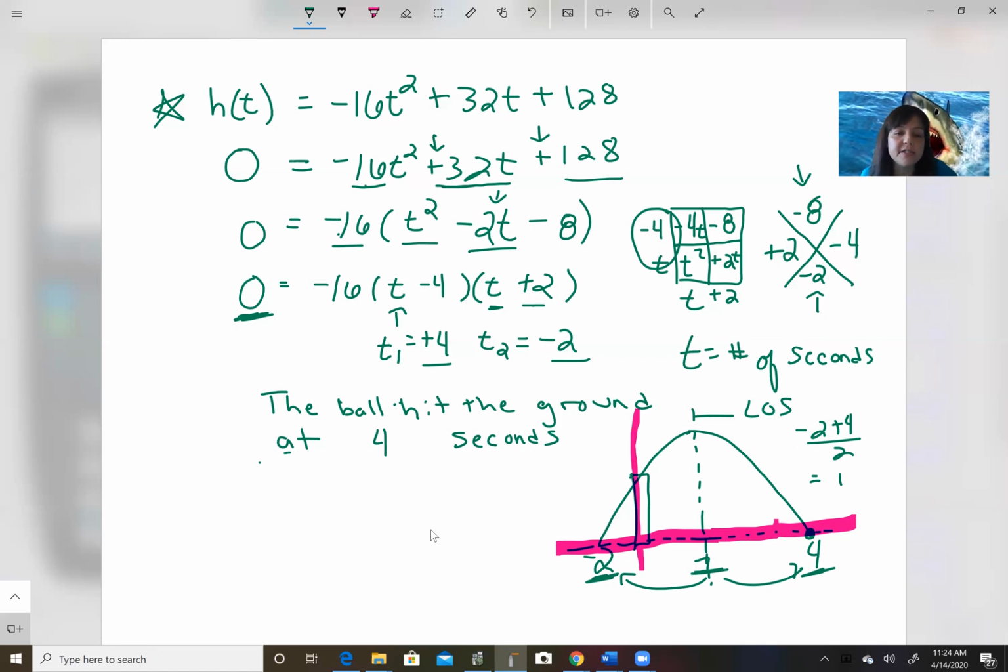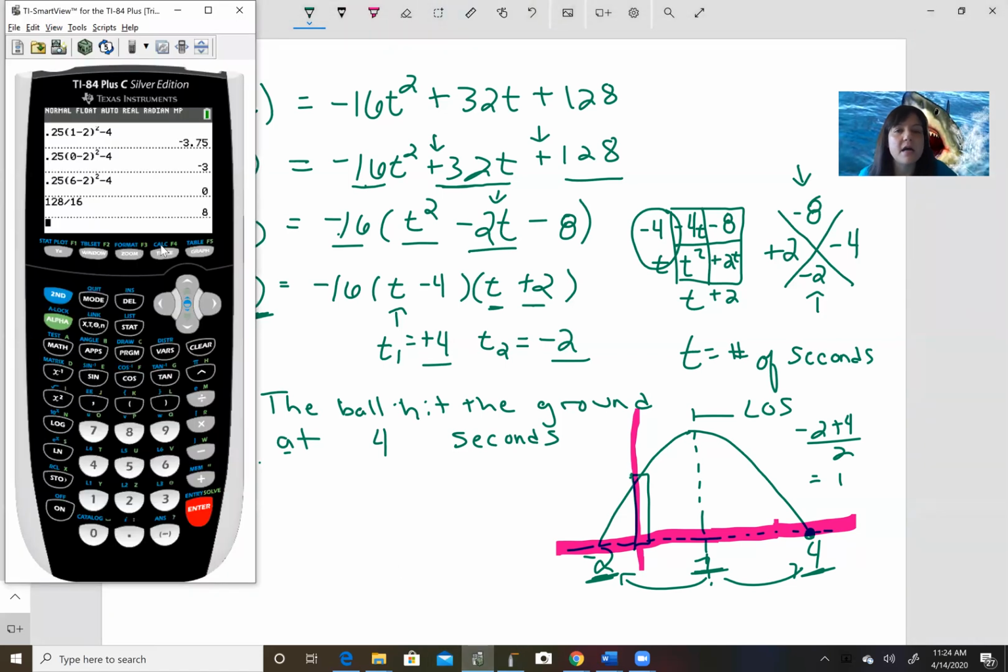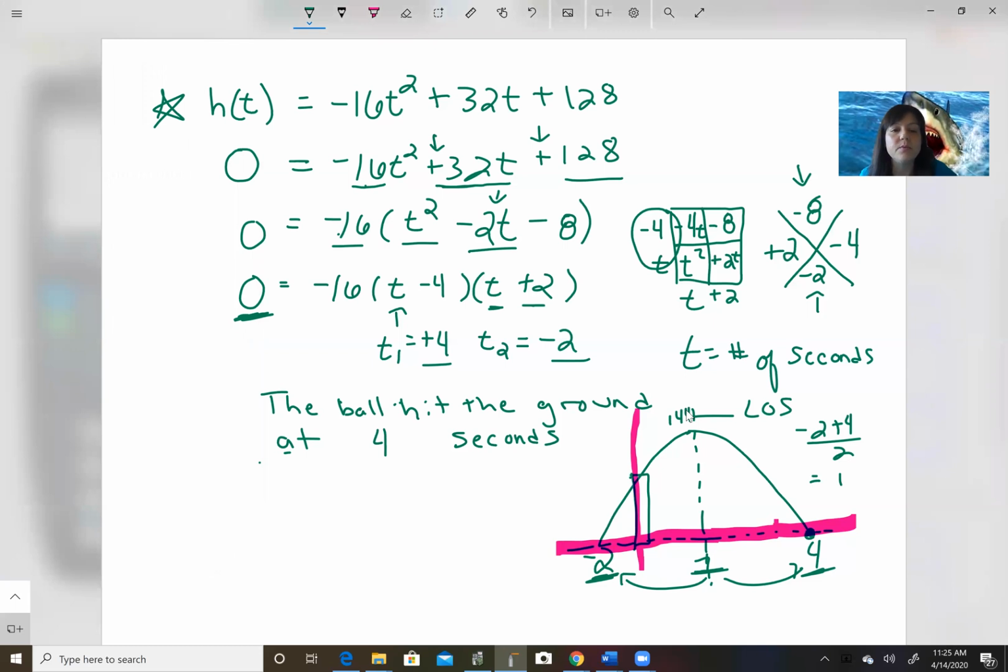Well, what you can do is put it back into the equation as the input, right? So let's just use our calculator here. I'll take our bottom equation. I think it'll be easier to type in. -16 parenthesis t minus 4. But remember, time is 1. We want to know how tall the building is after 1 second. So I'm going to put 1 minus 4 parenthesis 1 plus 2. If my input is 1 second, what is my output? 144.